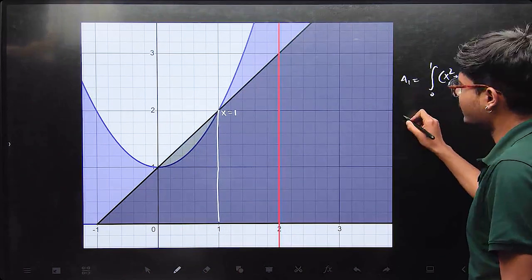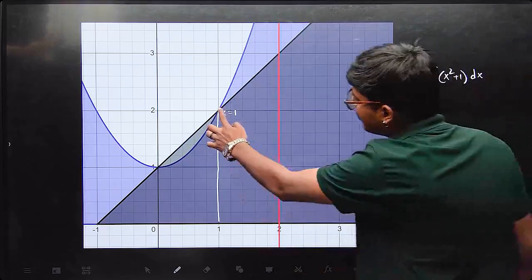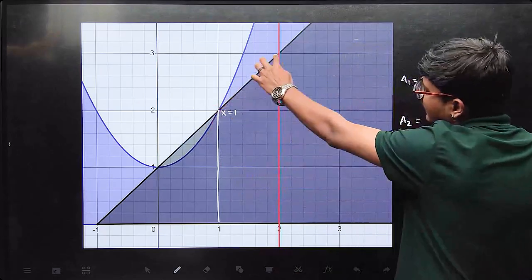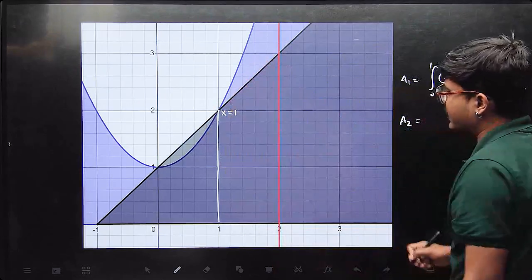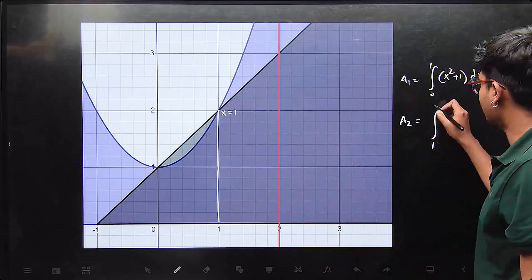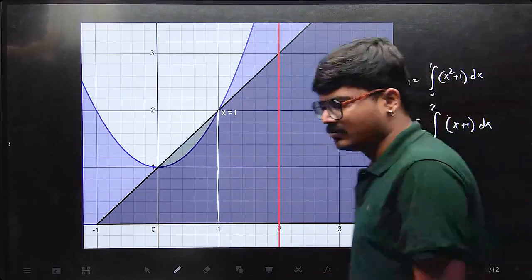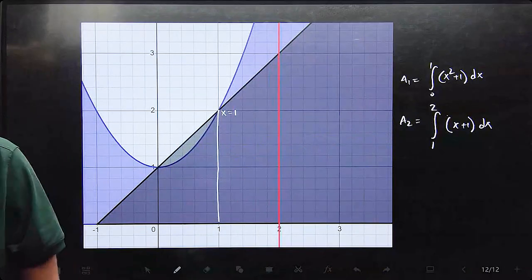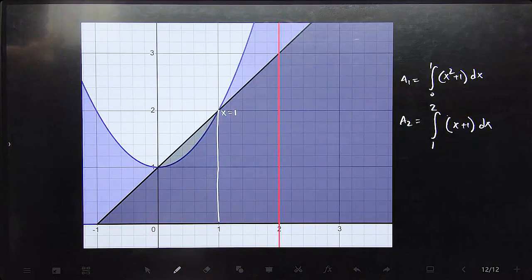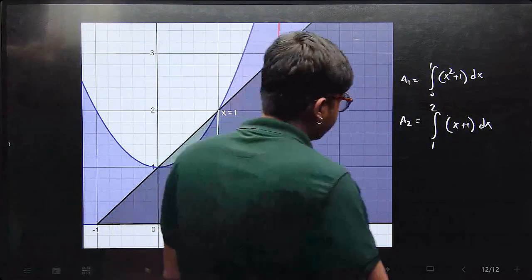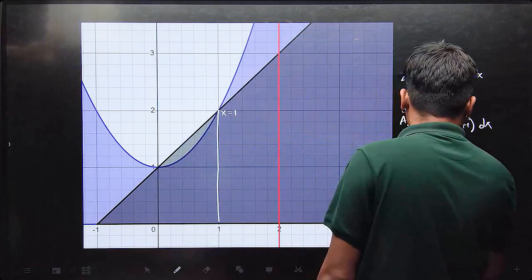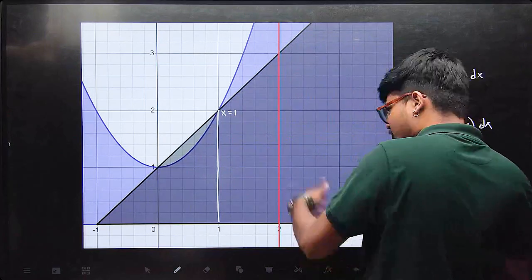plus, what is A2 going to be? The second area. It's going to be between this and this. Now the upper curve is just this, right? And the lower curve is this, right? So it's just integral 1 to 2 of x plus 1 dx. Just add these two. Whatever you get is your final answer. And see, this turns out to be what? This should turn out to be 23 by 6, exactly. Yeah, it turned out to be 23 by 6. Simple. So this is way easier than the first one.